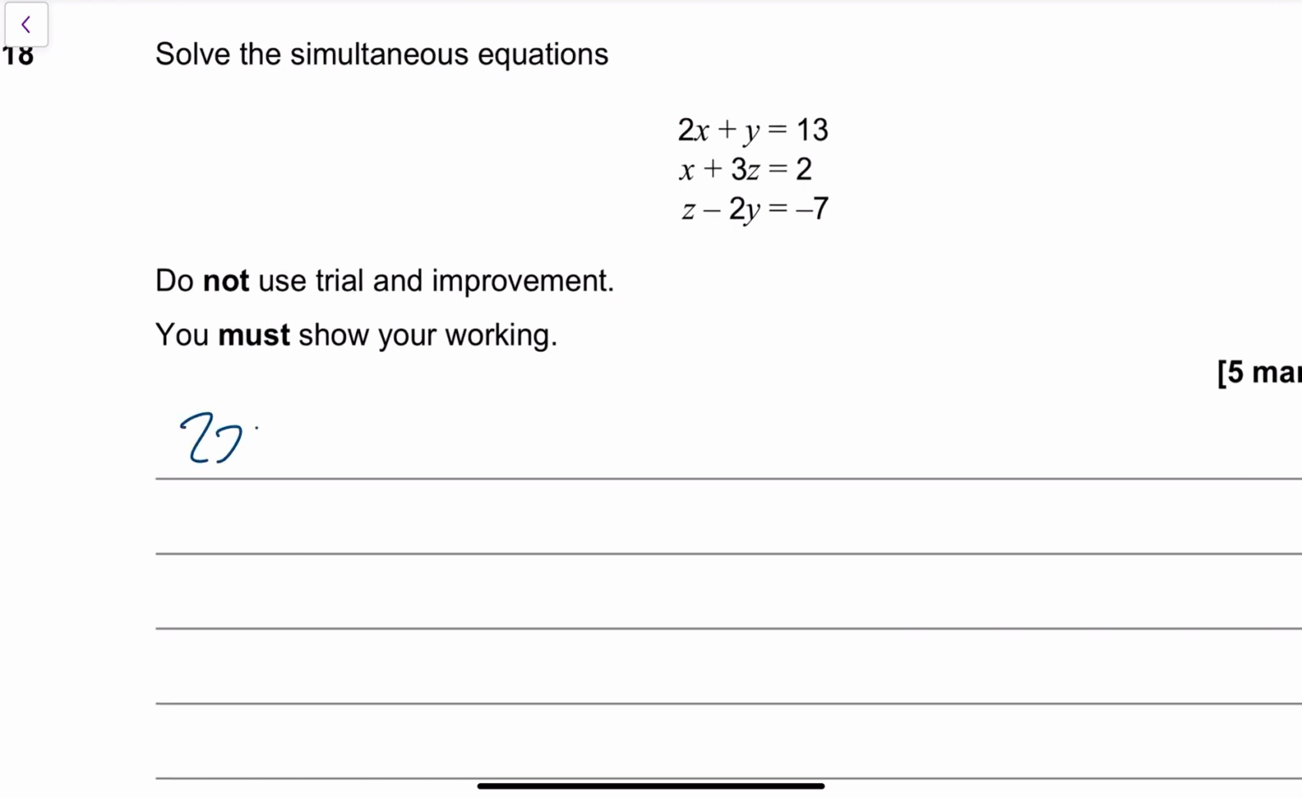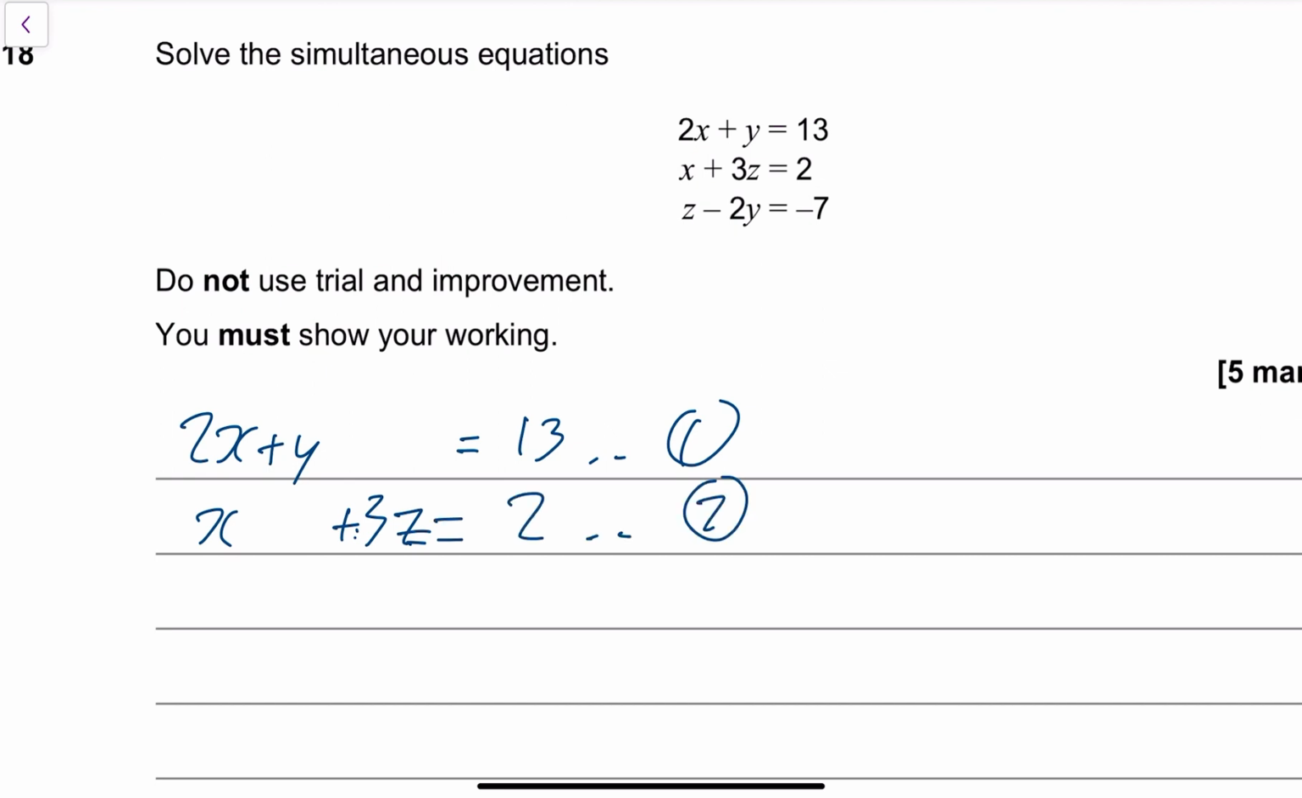Okay, let's write these out again. I've got 2x plus y equals 13 is my equation 1. Notice I've left the gap. Then x plus 3z, I've left the gap for my y this time, is equal to 2. That's equation 2. And then minus 2y plus z is equal to minus 7.